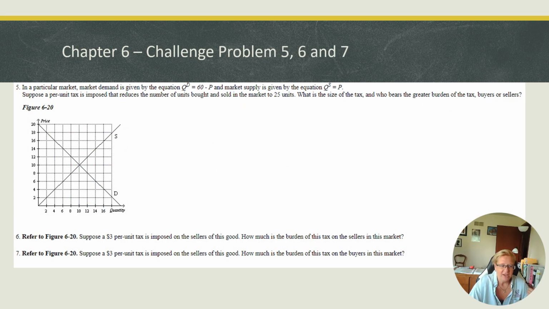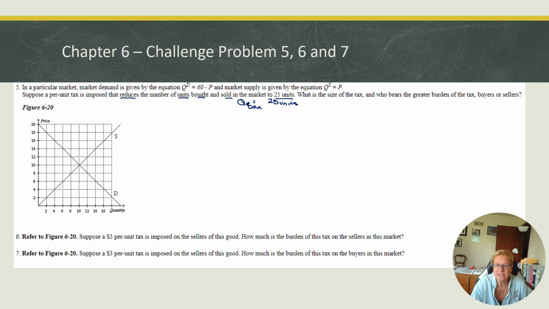Okay, 5, 6, and 7 deal with it a little bit differently. We still have some equations here, but it's asking us a little bit differently. So in a particular market, market demand is given by 60 minus P, quantity supplied is P. Suppose a per unit tax is imposed that reduces the number of units bought and sold in the market to 25 units. So it sounds like quantity equilibrium here after the tax, or quantity with the tax, I should say, is equal to 25 units.